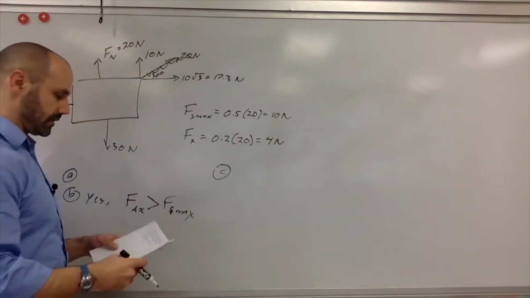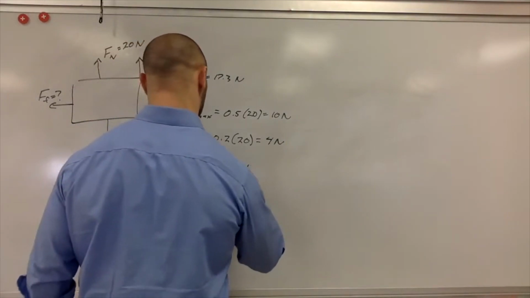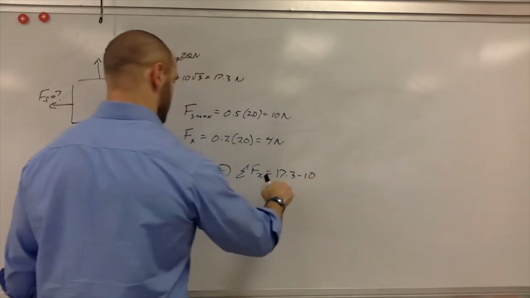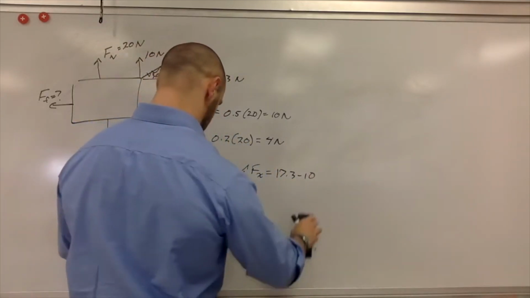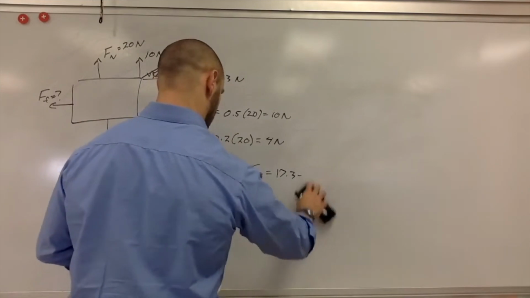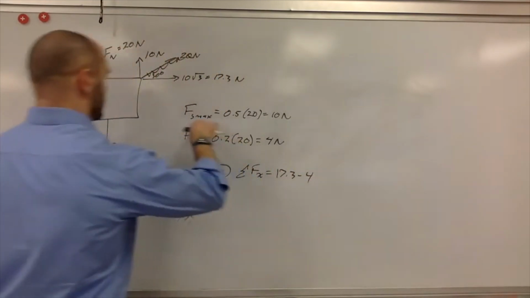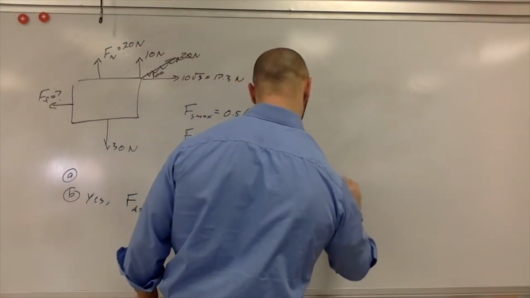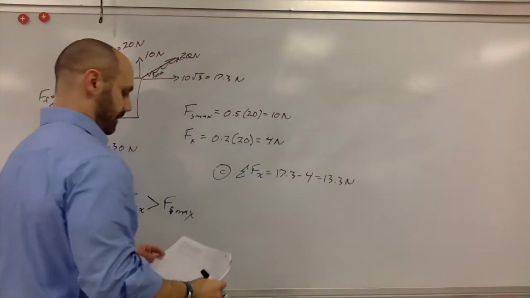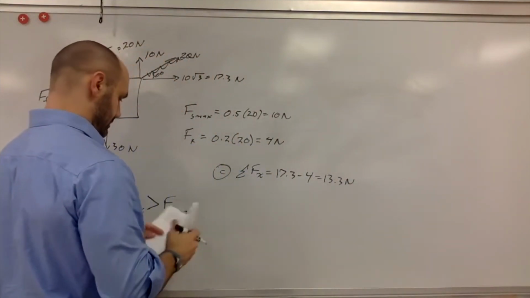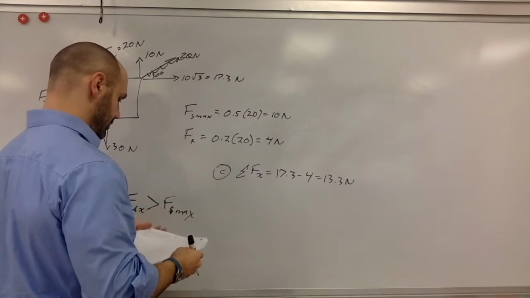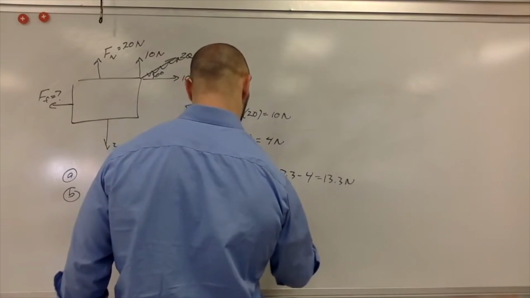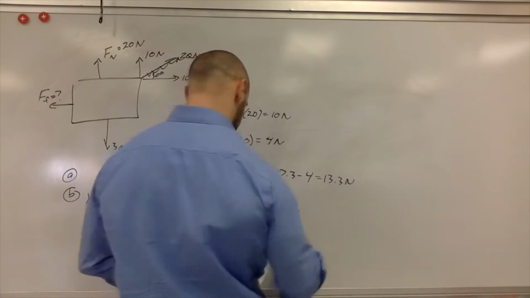Okay, so the net force horizontally is 17.3 minus 4. Let me get that right. Yeah, okay, it is 4, because this is 17.3, this is 4. So this comes out to 13.3 newtons. And then I can divide that by the mass. It's 30 newtons, and so that means it's 3 kilograms. So the acceleration is 13.3 divided by 3, and that gives me 4.43 meters per second squared.